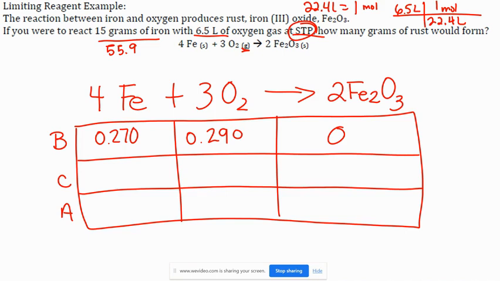Now, we have to figure out our limiting reactant. So what we're going to do is take these up into the cloud. How do we get to the cloud again? Divide by the coefficient. So I'm going to divide this guy by 4, and I'm going to create a cloud. When I do that, I get 0.0675. And I'm going to do the same thing for this guy. I'm going to create a cloud up here. And he is 0.0967.